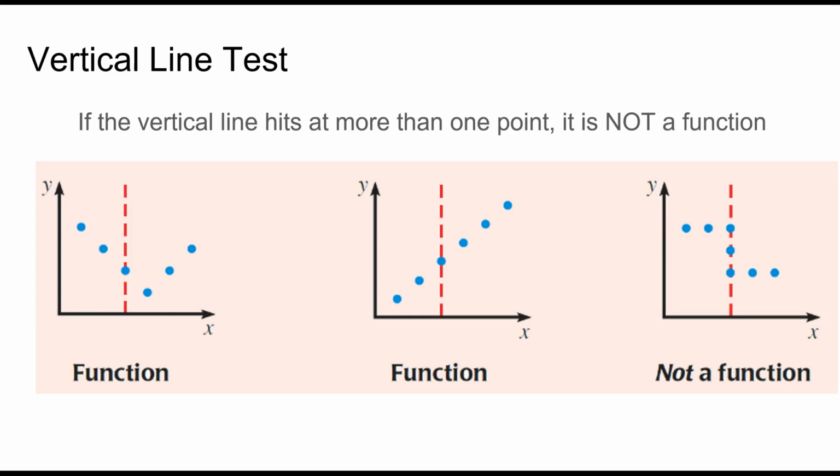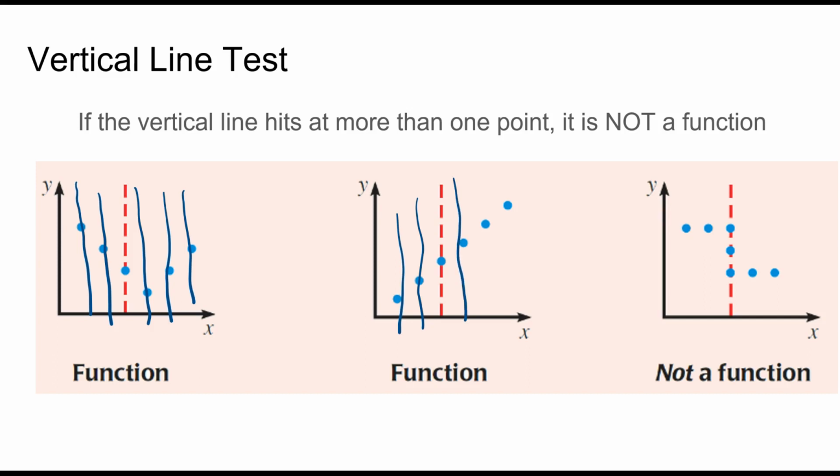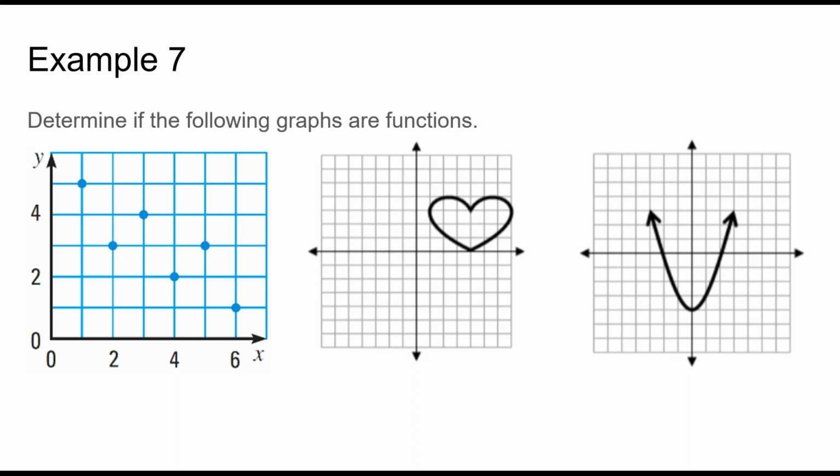This is a function because no matter how many vertical lines I draw, I'm only hitting at one place. These are terrible vertical lines. But here, we're actually at 3 places at one time, so this is not a function. Let's take a look here. Determine if the following graphs are functions.